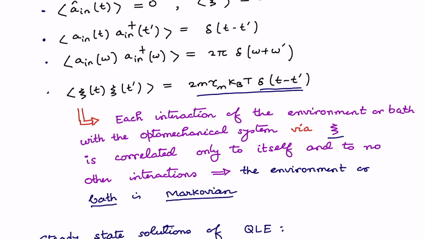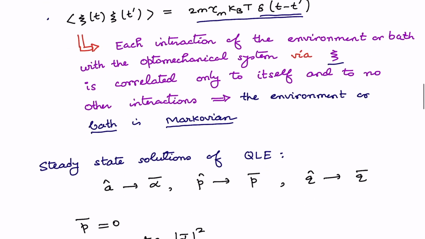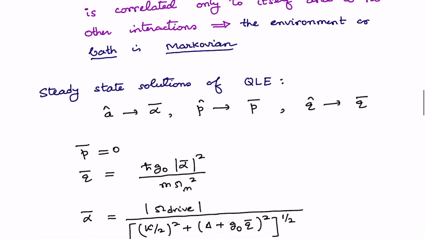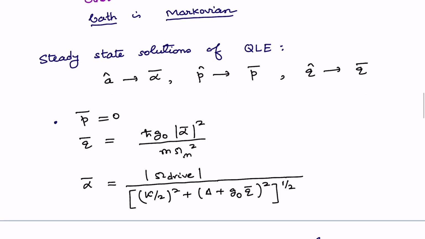Then we went on to study the steady state solution of these quantum Langevin equations. The steady state solutions are, for the optical mode, alpha bar, for momentum, p bar, and for the position, now we are writing the position as q rather than x, so the steady state value of the position is q bar. Then these are the solutions we obtain. P bar is equal to 0, q bar is given by this expression, and alpha bar is this.